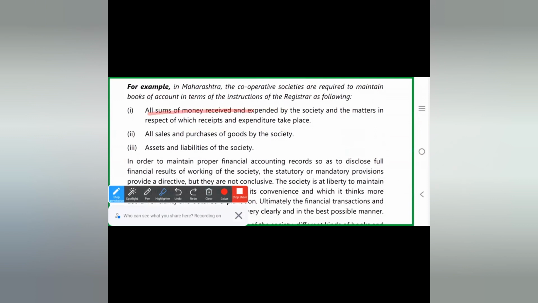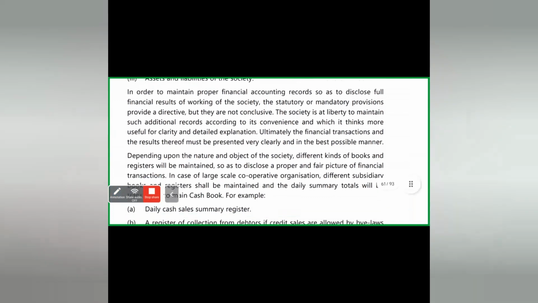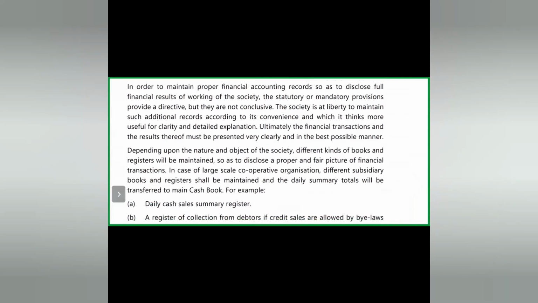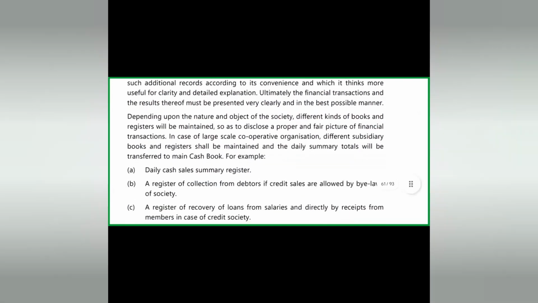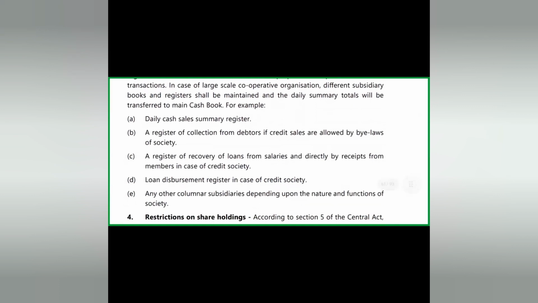All sums of money received and expended by the society, all sales and purchases of goods, and assets and liabilities of the society. Now, in order to maintain proper financial accounting records, statutory and mandatory provisions have to be properly taken care of. The society is at liberty to maintain such additional records. Apart from this, the cash book has to be maintained and cross-verified.